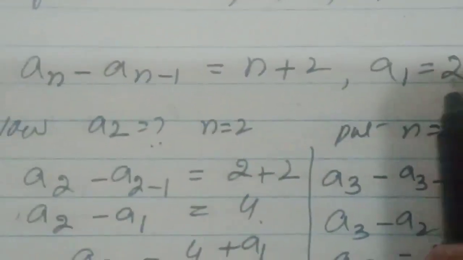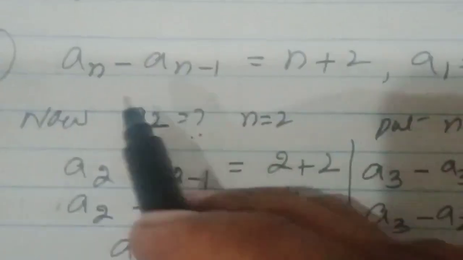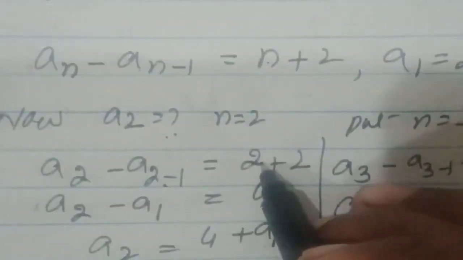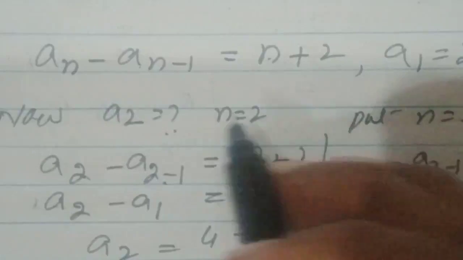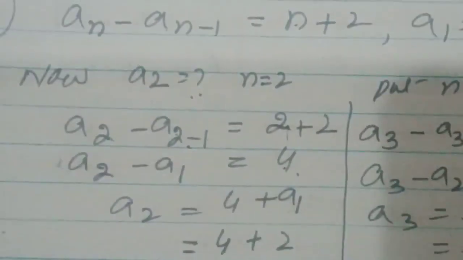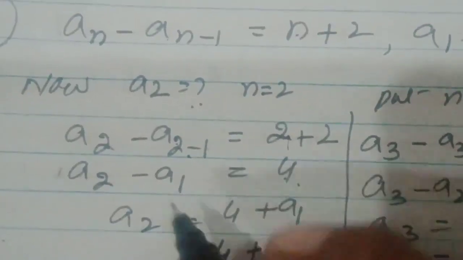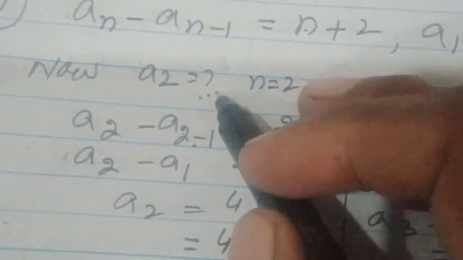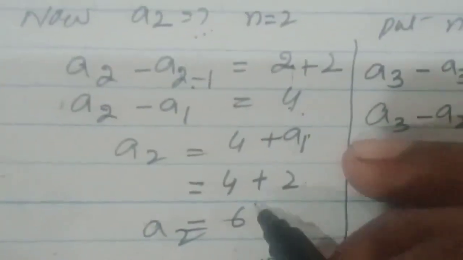Now see, next take another example. An is (n plus 2) minus a(n minus 1), and a1 is again given as 2. Now it means we have to find the second term. I will put a2 here and a1 here, and n is 2, because we have to find the second term. 2 plus 2 will be equal to 4. Now 2 minus 1 gives you a1. We shifted a1 to the other side, plus a1. Now a1 is given as 2. So the answer is a2 is 6.